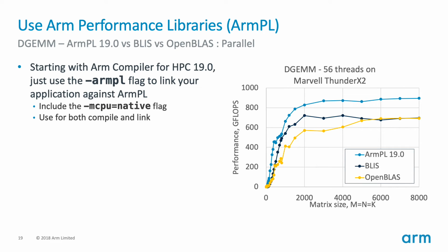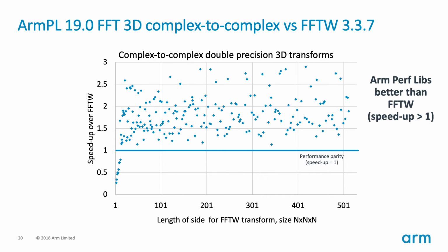For example, you can see here's DGEMM performance on 56 threads of Cavium ThunderX2, comparing BLIS, OpenBLAS, and ARMPL 19.0. And you can see we're getting a solid 100 gigaflops or so additional for certain matrix sizes. So it really is important to link against this if you're calling BLAS, LAPACK, or FFTs. FFTs in particular can be up to 3 times faster with the ARM performance library.